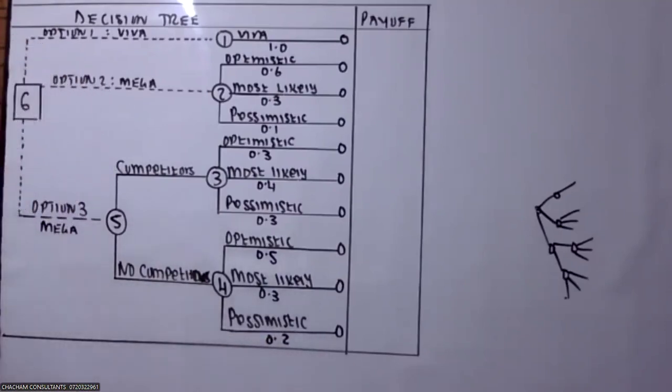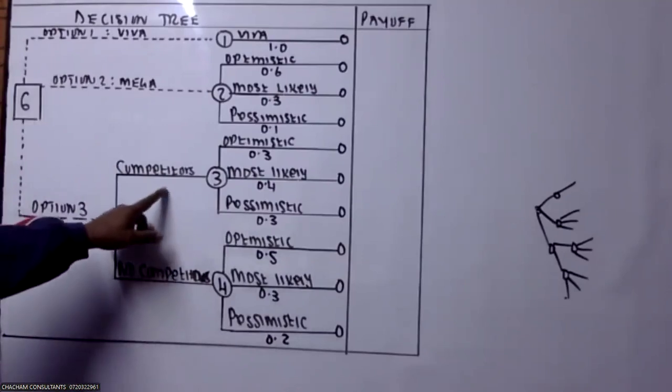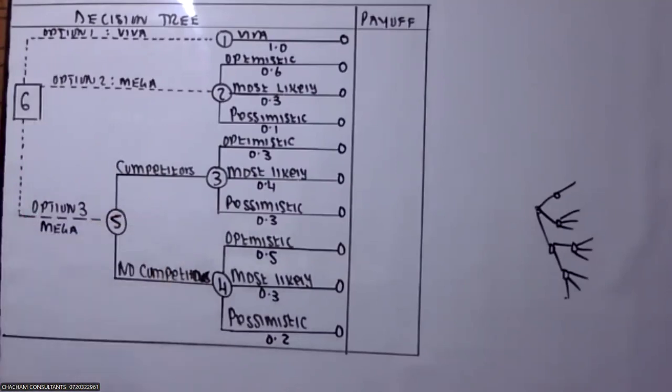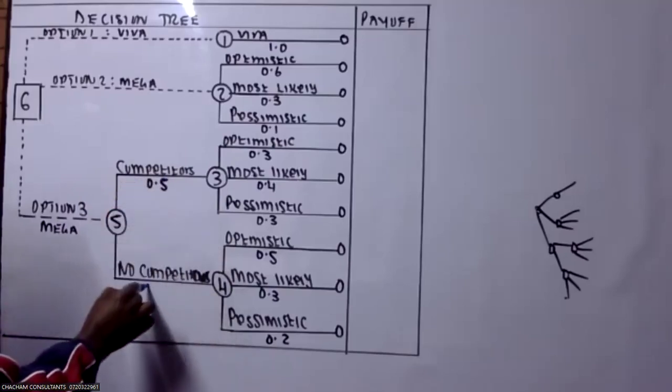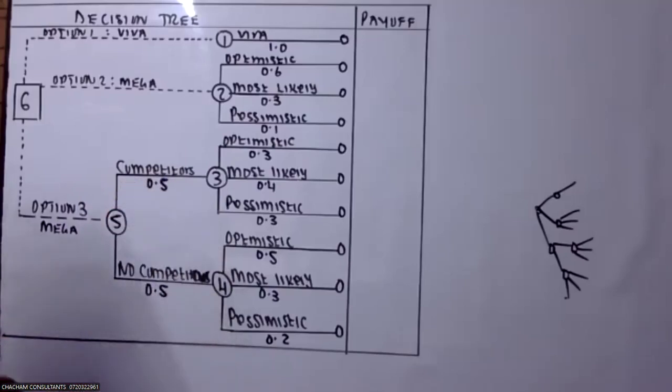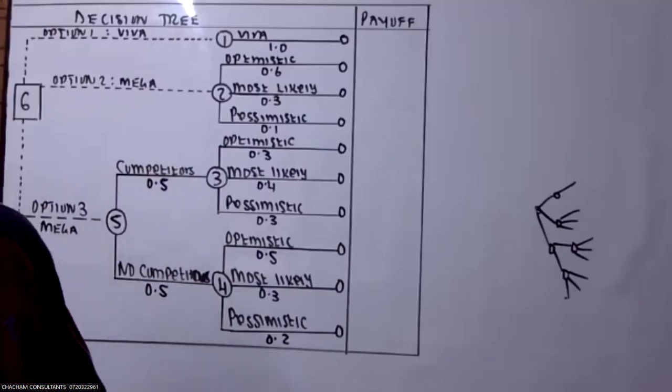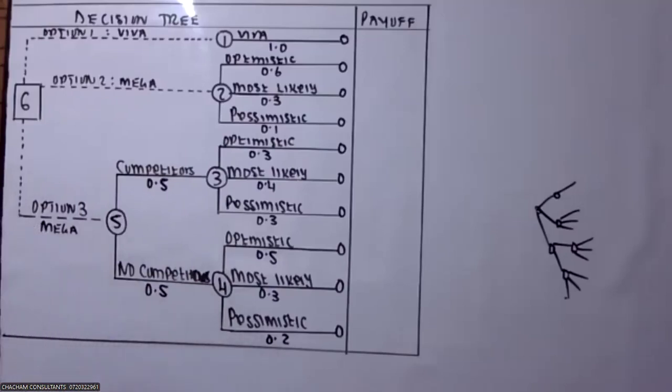Now this one, we are not given the probabilities. But what happens in that case when there are two, you just take them as half-half. So this one will be 0.5. This one will be 0.5. As in competitors or no competitors.